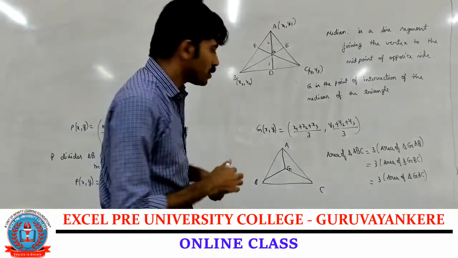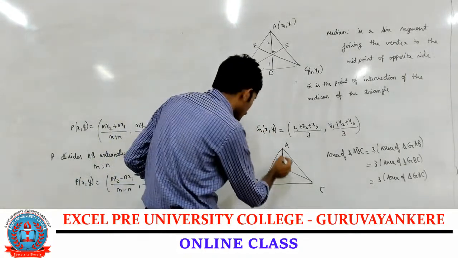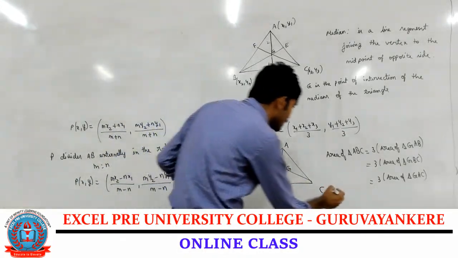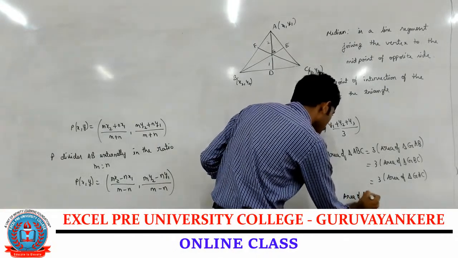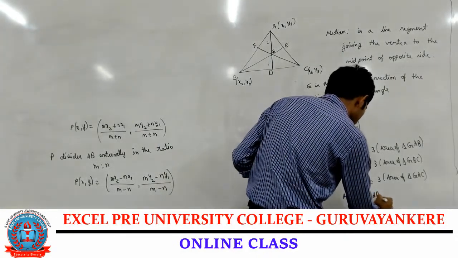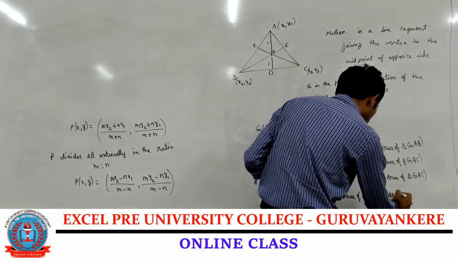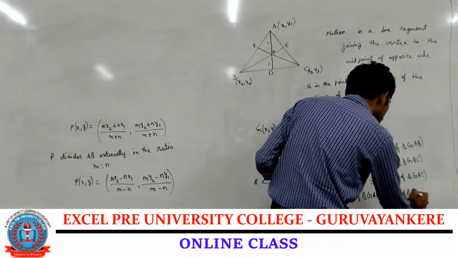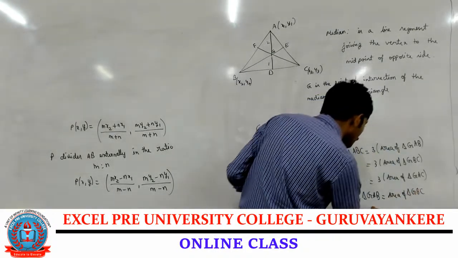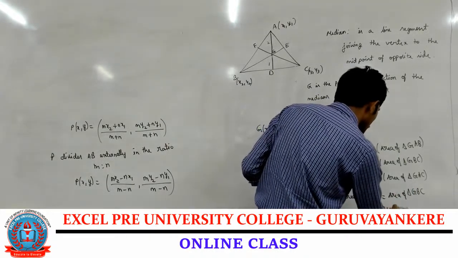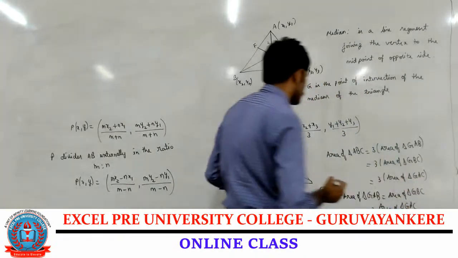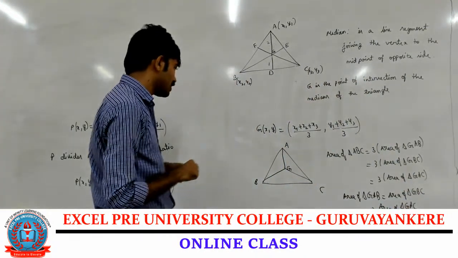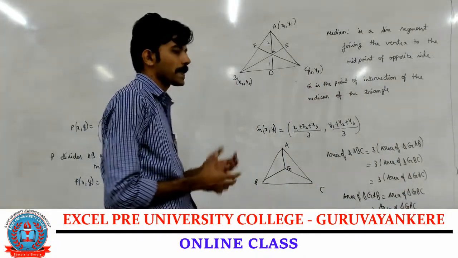One more last point to note down. Area of each of these triangles is equal. Area of triangle GAB is equal to area of triangle GBC is equal to area of triangle GAC. All the areas are equal.